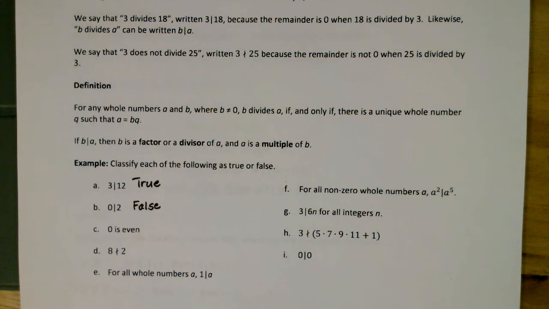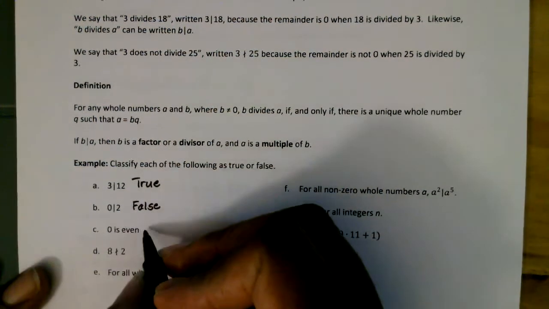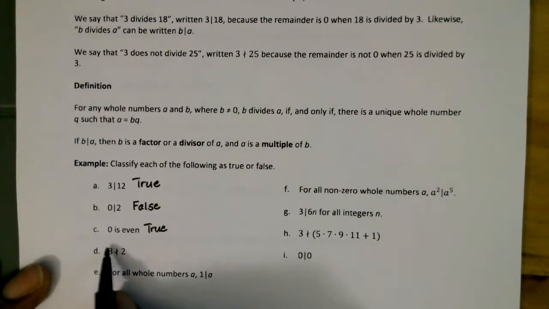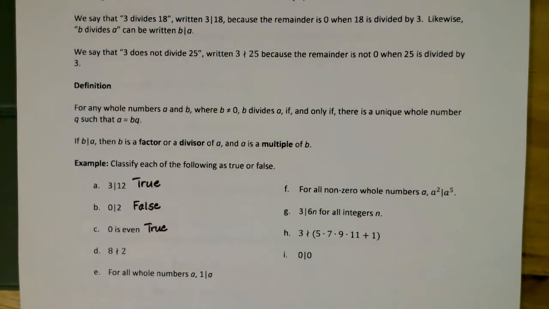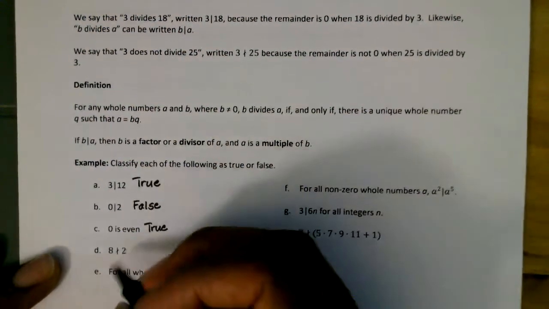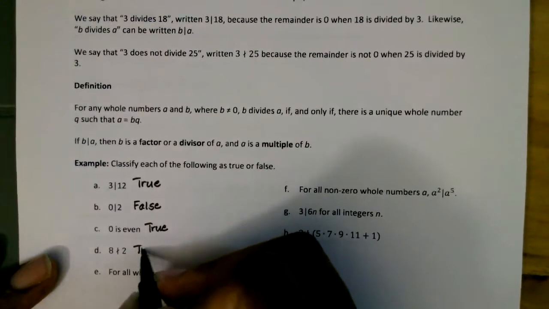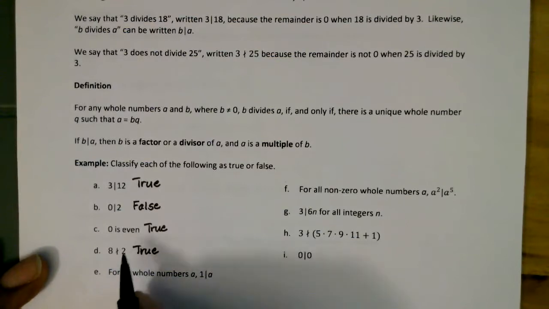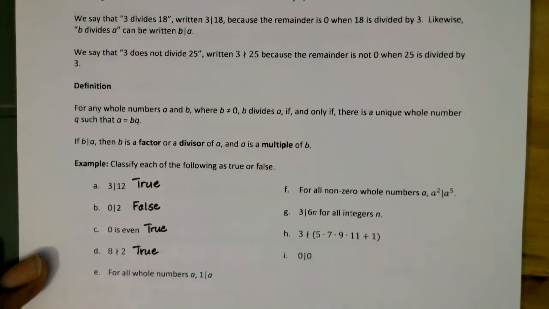Now part C, 0 is even. Well, actually, this will be true. Because if I take 0, divide that by 2, I will get 0 with a 0 remainder. Part D, 8 does not divide 2. And that symbol means does not divide. So 8 does not divide 2. And that would be true because there is no whole number where 8 times whatever that is would be 2.